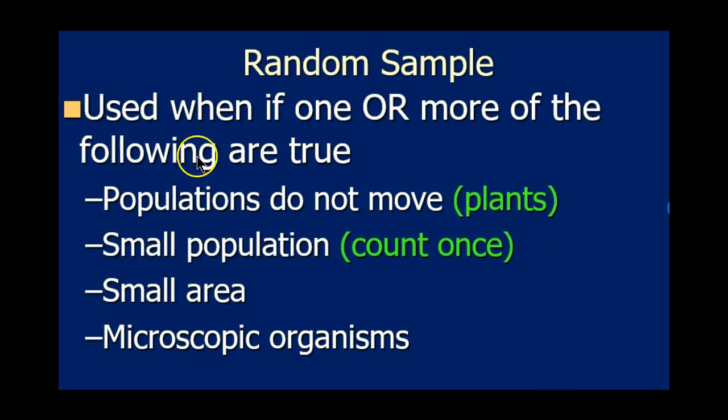So first off, these are the reasons why you would do random sampling. Populations don't move, they're plants, it's a small population, small area, microscopic organisms. The most popular one is because it's a plant, it's not going to move. This is really, really popular with plants.